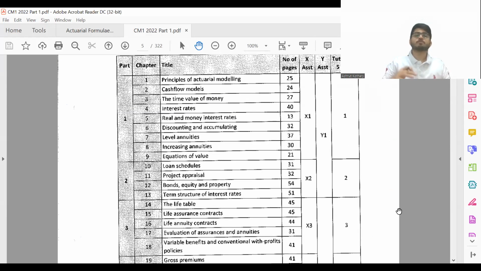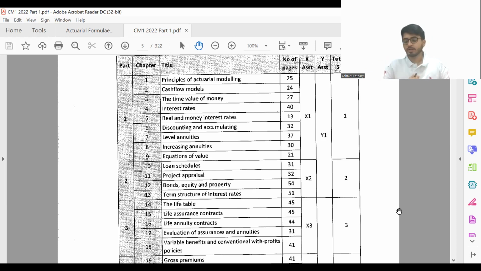Chapter number 1, Principles of Actuarial Modeling. This is from paper CT4. It's a theoretical chapter. Chapter 2 to chapter 13, the entire part of it comes from CT1 itself. Do note that there were certain more sections in CT1 which now aren't part of CM1. They have been moved to other papers.